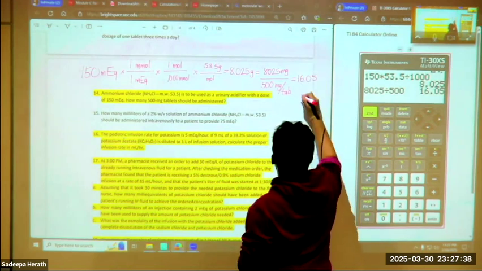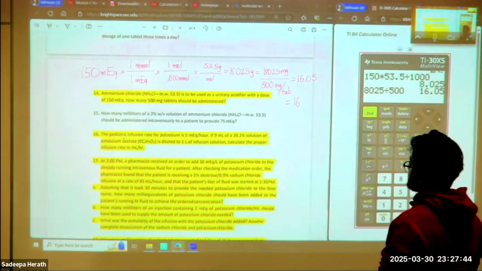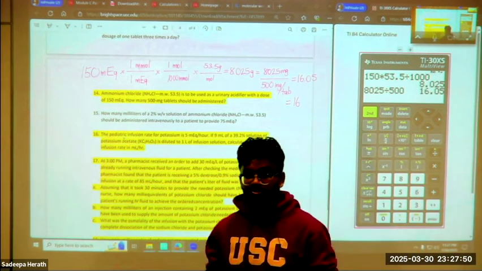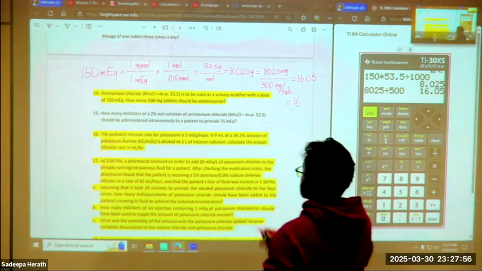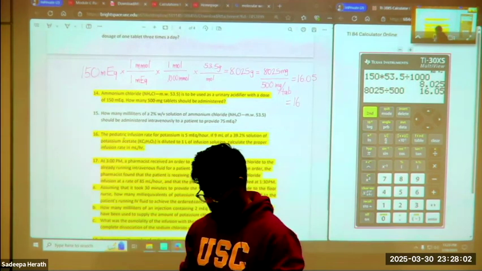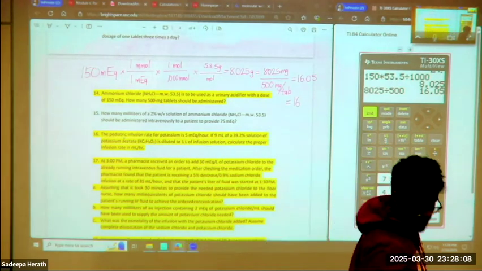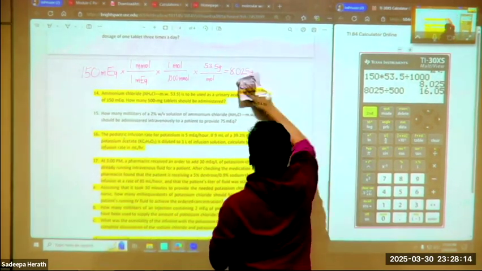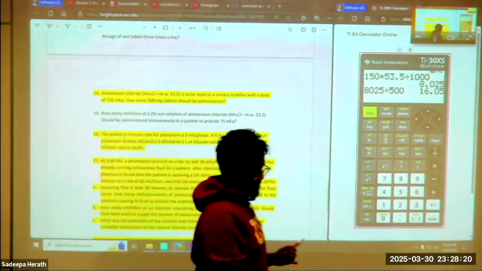You can't give 1/20th of a tablet. So let's just say about 16 tabs. So it takes 16 of the 500 milligram tablets to equate 150 MEQ of ammonium chloride. That's the whole shebang. All right. Next one.